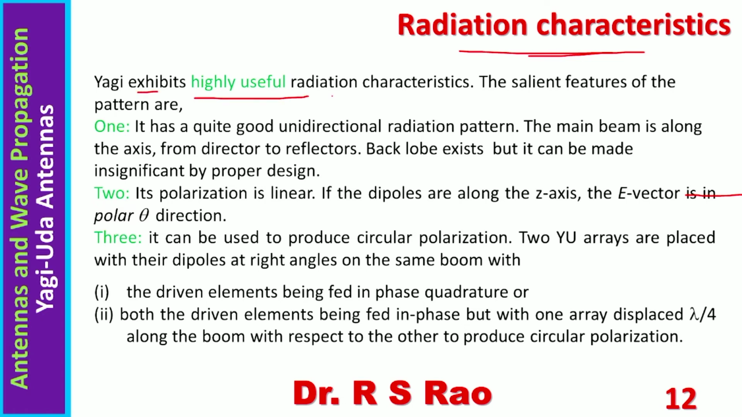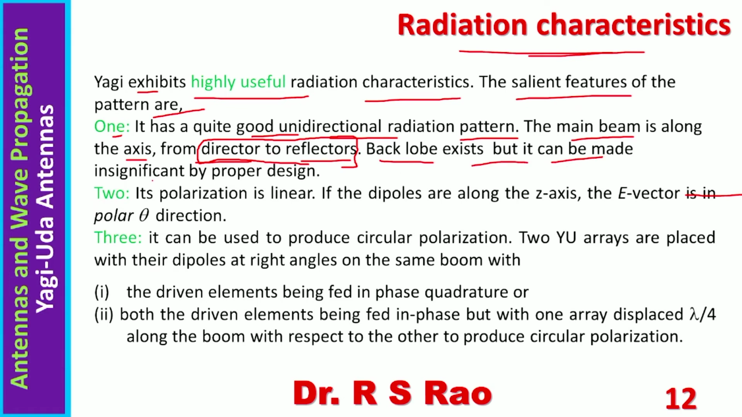Yagi exhibits highly useful radiation characteristics. The salient features of this pattern are: 1. It has a quite good unidirectional radiation pattern. The main beam is along the axis from director to reflector. Small correction, it is from reflector to director. Back lobe exists, but it can be made insignificant by proper design.